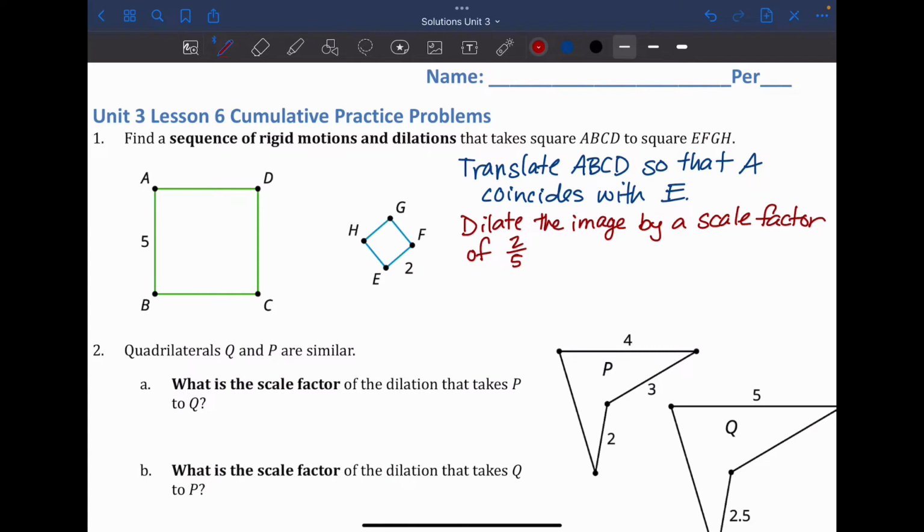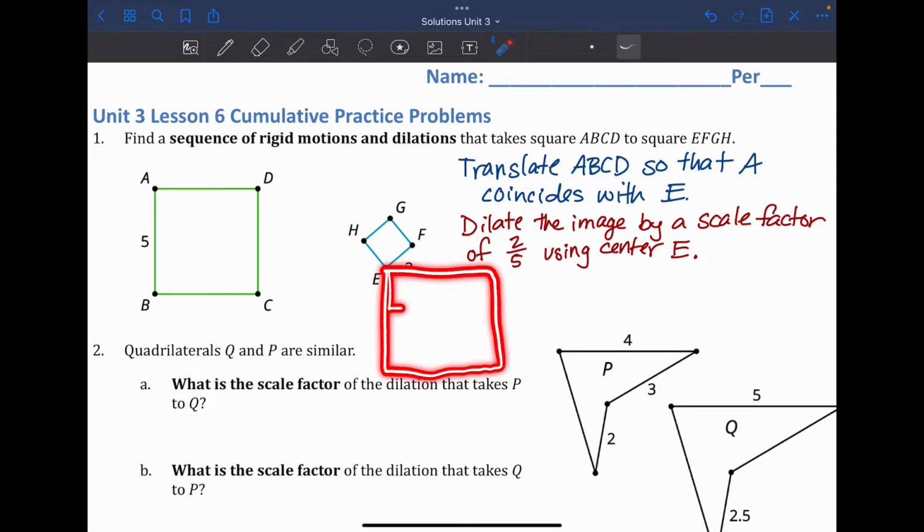So I'm going to say using center, and I'm going to say E, because that was the one corner we had already made them line up at. So that will just take my big square that landed here and shrink it down so it's a little square, but still lands at this corner. Then I'll be able to swing it up and around into position.